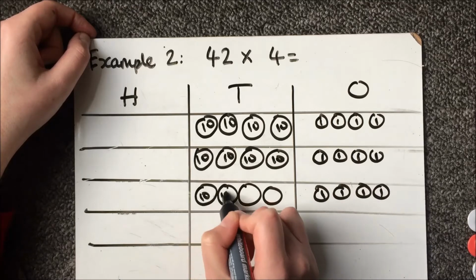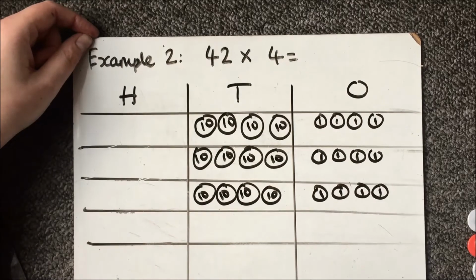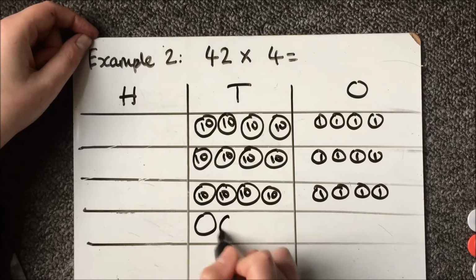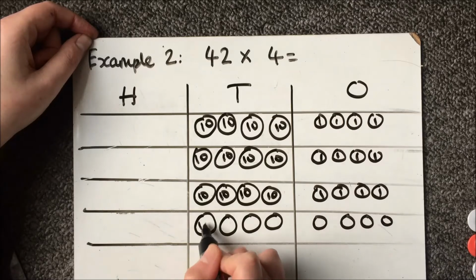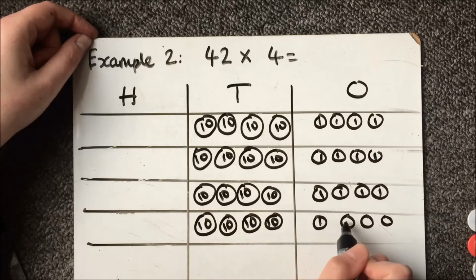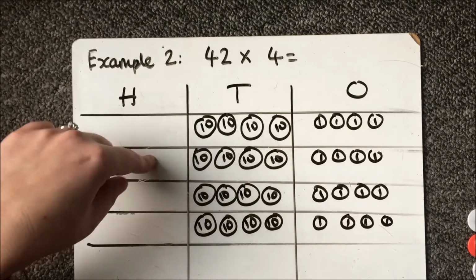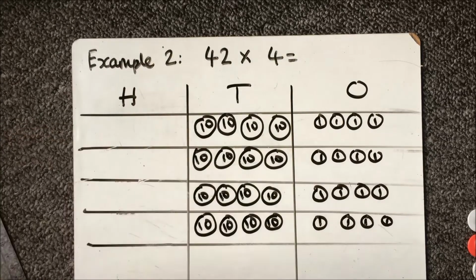This is why it's good to learn the column method, as it's much quicker. It takes a long time to draw out this. But this stage is important as it helps us to understand why we have to exchange and why the column method works. So it's important to do this and that you understand it before you move on to the column method, even though this takes quite a long time.